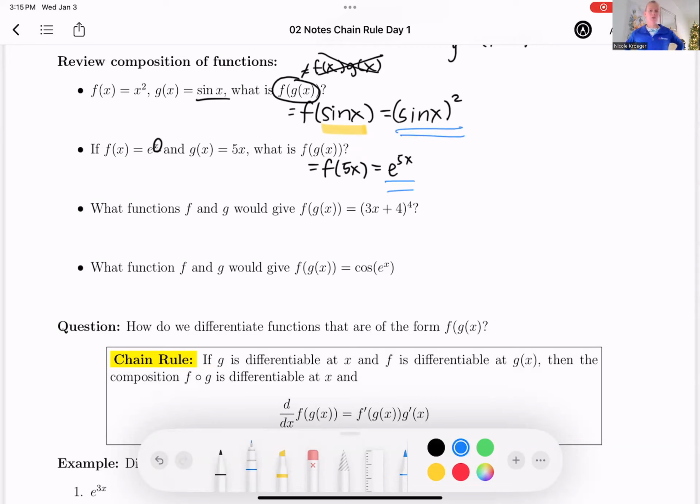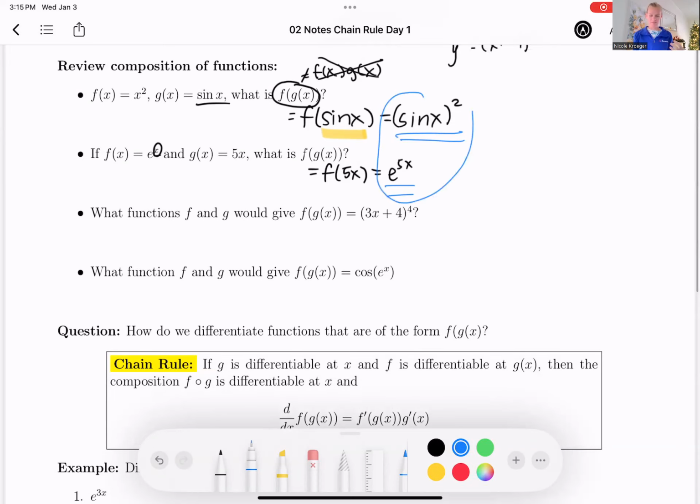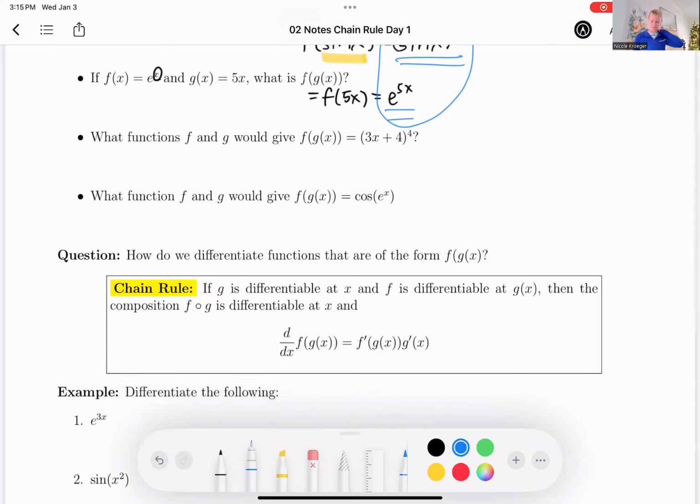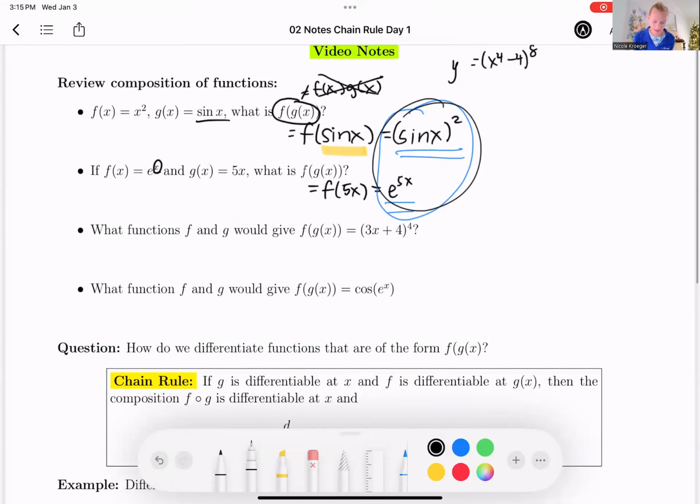When we use the chain rule, we're going to be given this expression over here, and we're going to have to go backwards to figure out what f and g were to give us that expression. So let's get practice with that. So these next two examples allow us to do that. So I've been given the final answer. Essentially, I've been given this piece, and I have to go back and figure out what these pieces will be.